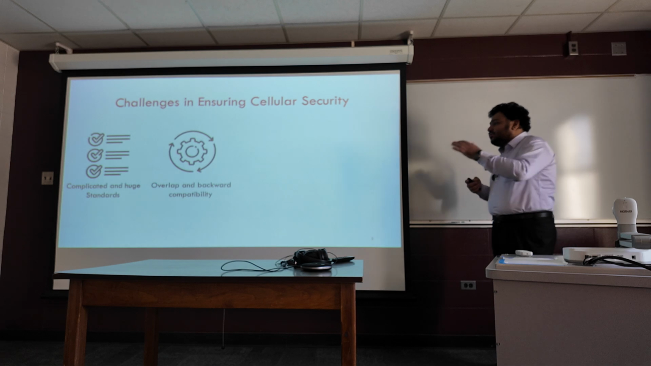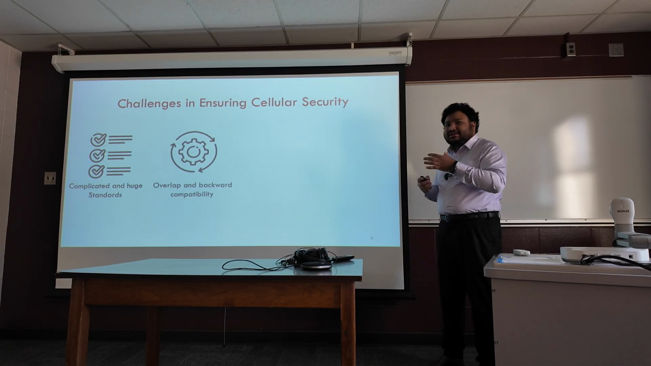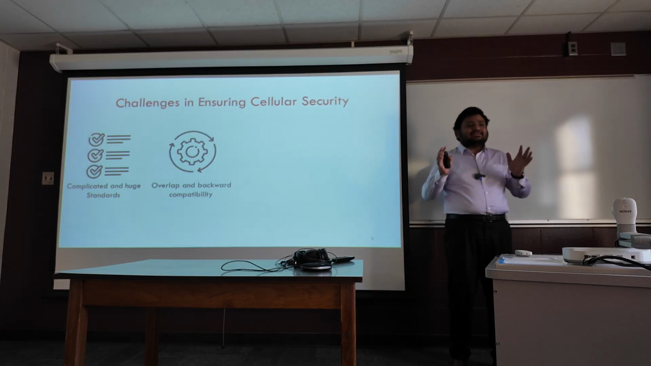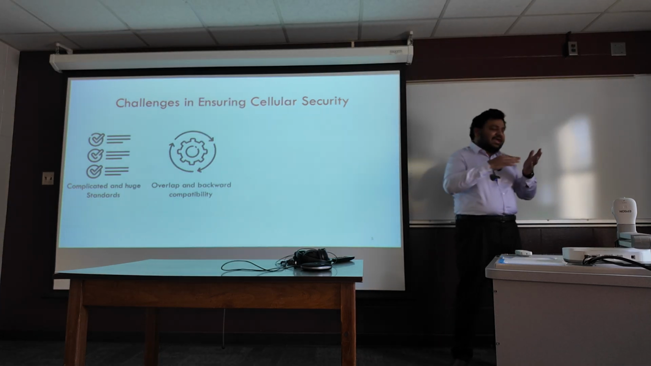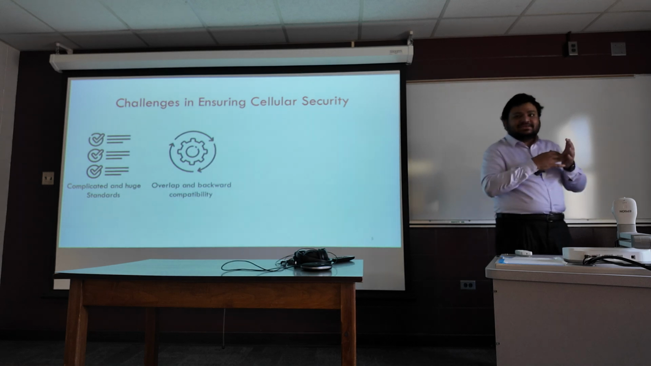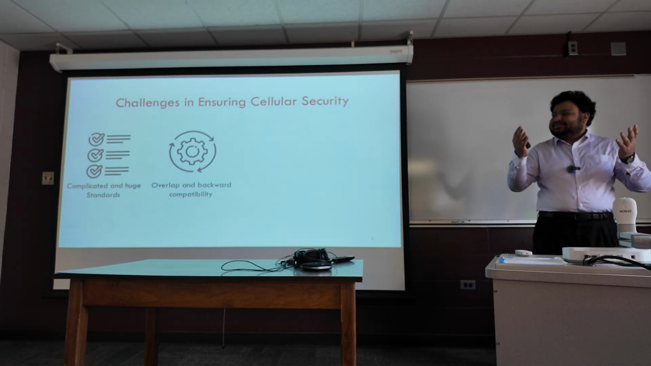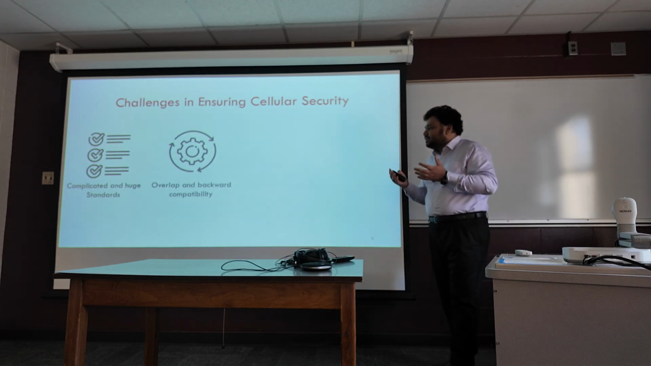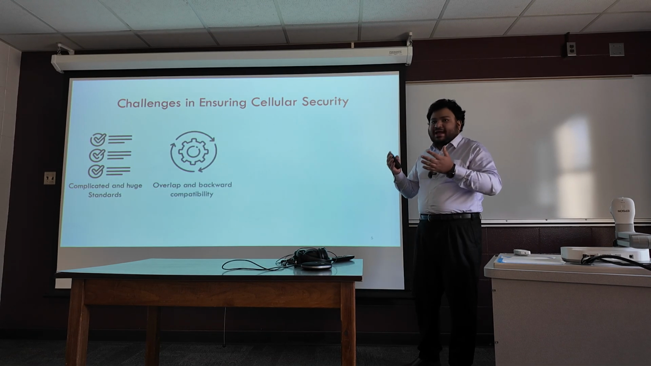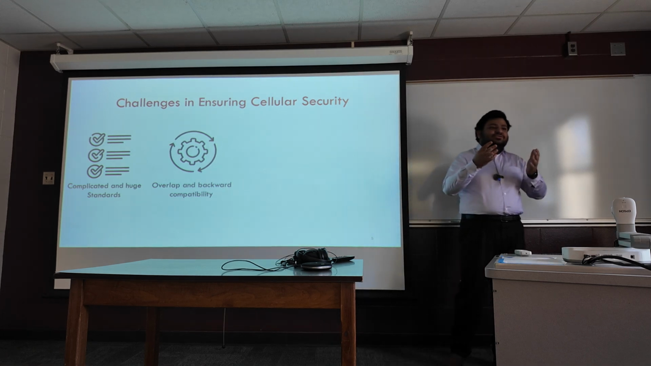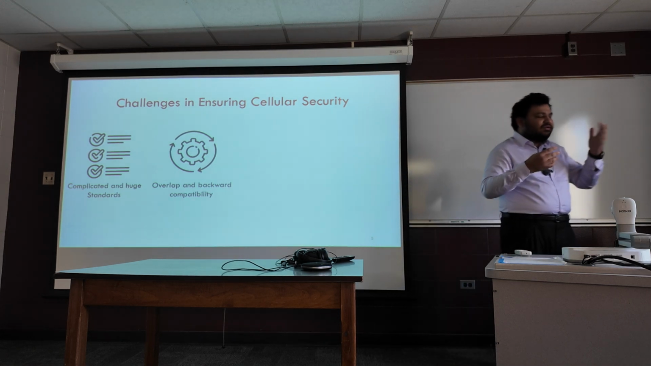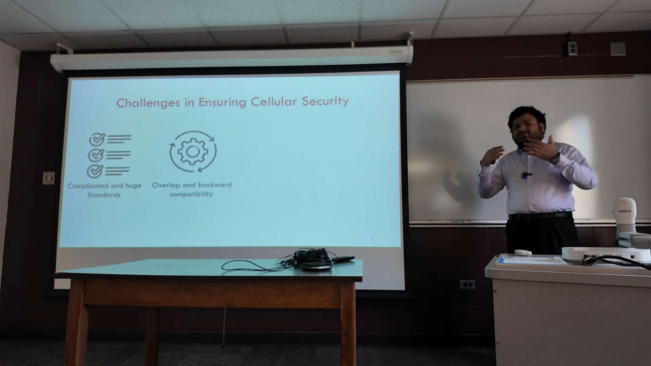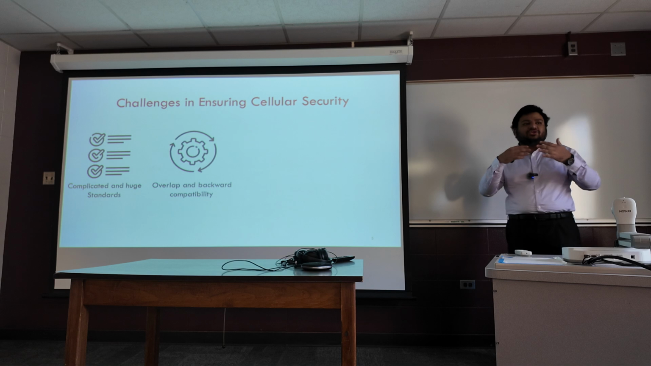The second is overlap and backward compatibility. Suppose I create a new version of a protocol, 6G, entirely secure. Still, I have to support 5G, 4G, 3G, 2G, 1G, because that is how the system is designed. We and other researchers pushed quite a lot to reduce this backward compatibility. Now if you go into your smartphone, Android or iPhone, there is a manual option where you can stop it from going into 2G.